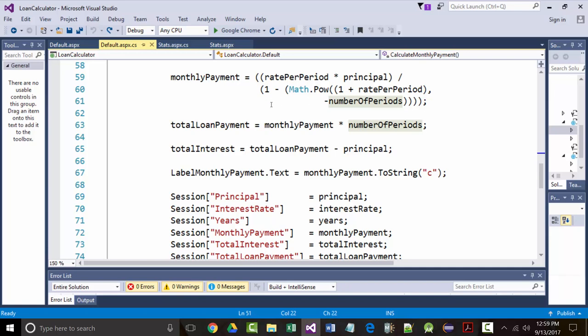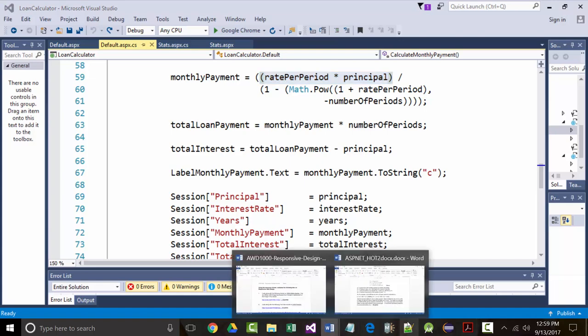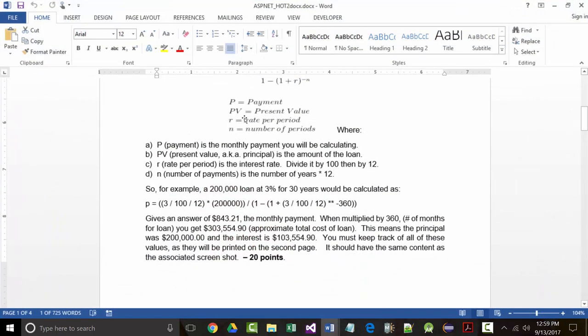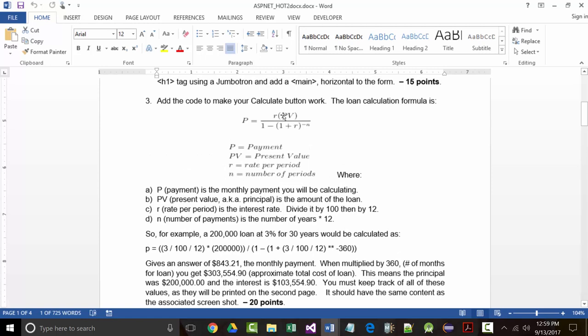So that's what I'm doing. So this thing right here, I'm going to go back to the test, but I'm going to come right back to this, that, right there. That's in blue. Everybody see that? That's in blue. That is this, R times PV. That's what that is.